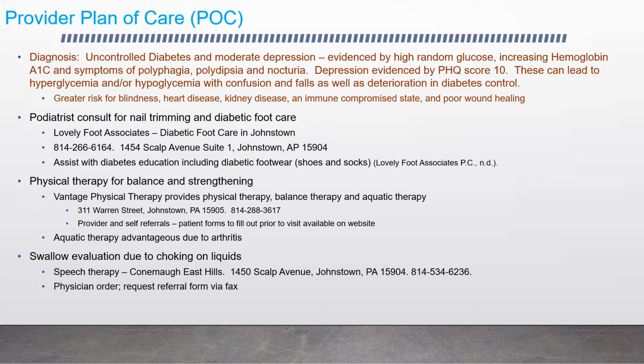Her symptoms include polyphagia, polydipsia, and nocturia. She has a palpable liver, which could be the presence of non-alcoholic fatty liver disease, and she also has acanthosis nigricans. Her depression is evidenced through a PHQ-9 score of 10. This can lead to worsening hyperglycemic or hypoglycemic episodes with confusion and falls, as well as deterioration in her diabetes control.